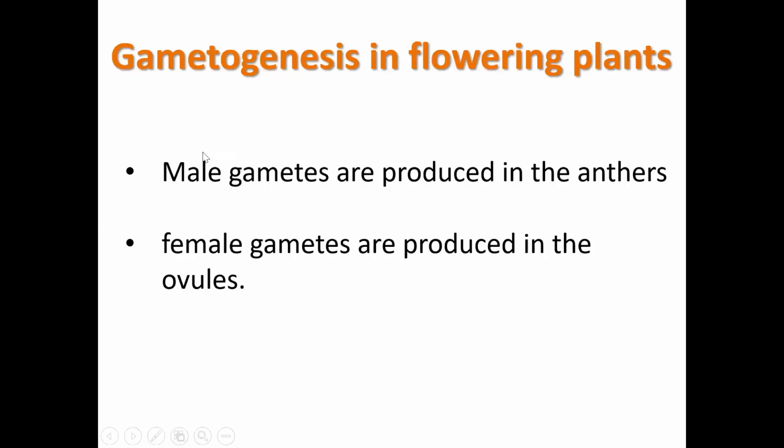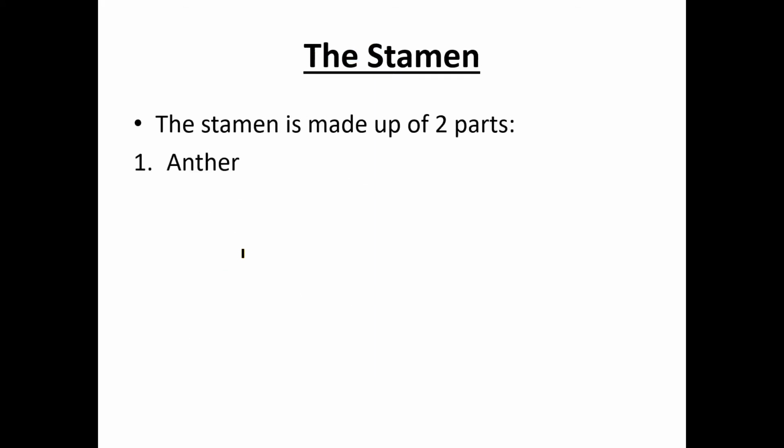All right then, so let's talk about gametogenesis in flowering plants. The male gametes are produced in the anthers and female gametes are produced in the ovules, right? When we talk about the male reproductive organ in plants, it's known as the stamen. The stamen is the main reproductive organ found in plants. It is made up of two parts. One is known as the anther and the other is the filament, right?